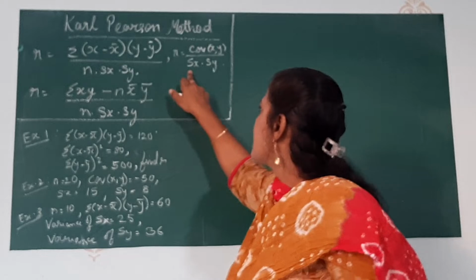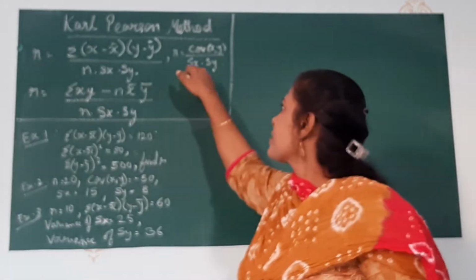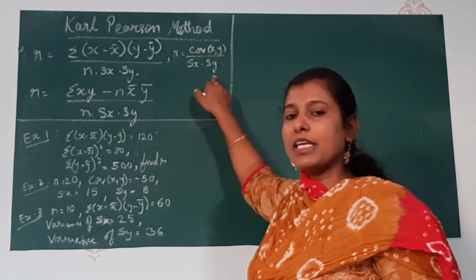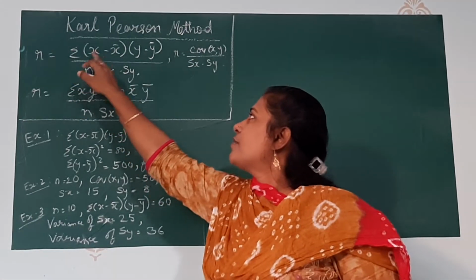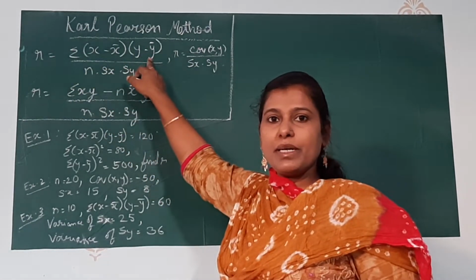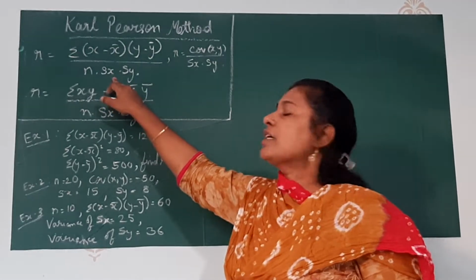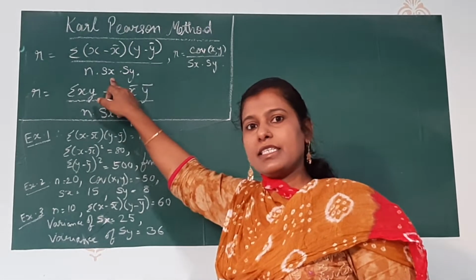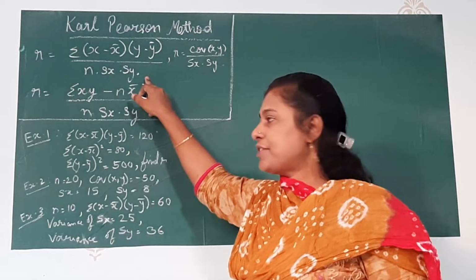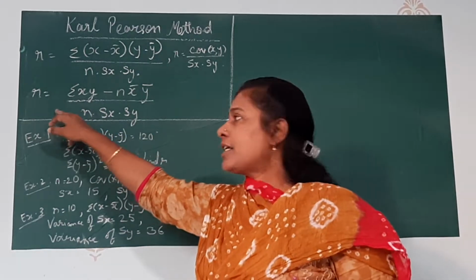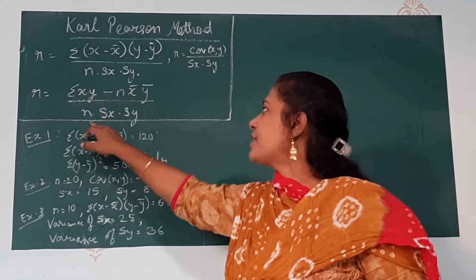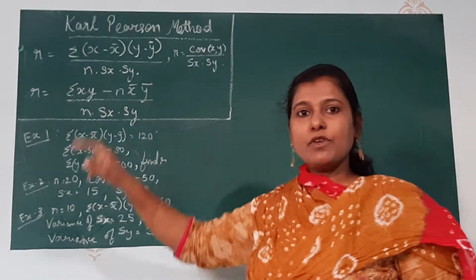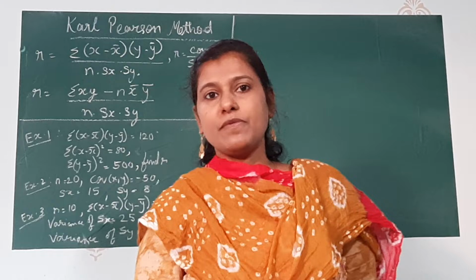In this first case I have already told you this formula: r equals covariance xy upon sx into sy. The next formula: r equals sigma (x minus x mean) into (y minus y mean) upon n into sx into sy, where sx is the standard deviation of x and sy is the standard deviation of y. And one more formula: r equals sigma xy minus n x mean y mean upon n into sx into sy. These formulas we normally need for short questions.